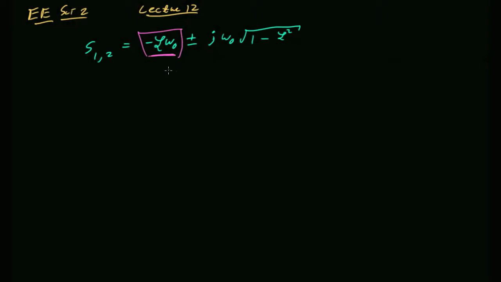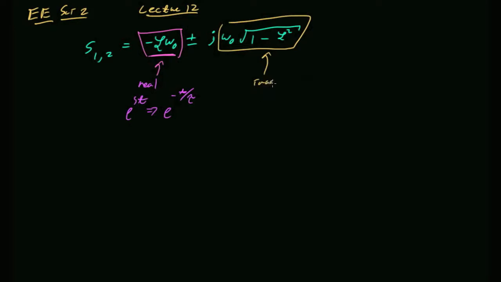And I argued that this term here, the real term, set the terms of the decaying exponential. It is basically your e to the st, which you can also think of as e to the minus t over tau. That term sets the time constant of the decay. And this term over here, because it's imaginary, is the frequency of oscillation. This is a little correction factor, but it's basically just omega naught. So this is the imaginary portion. Cool!